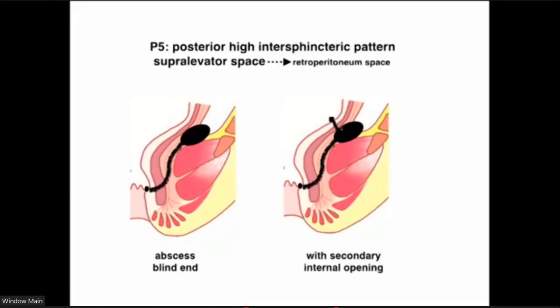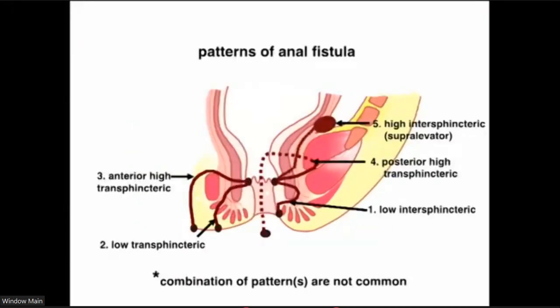Sometimes these abscesses have a drainage, intra-anal drainage. So you can have the secondary internal opening, and the abscess can resolve to be a tract between the primary internal and secondary internal. Like this. This is the posterior high intersphincteric pattern. In summary, there are 5 types: low intersphincteric, low transsphincteric, anterior high transsphincteric, posterior high transsphincteric, and high intersphincteric.